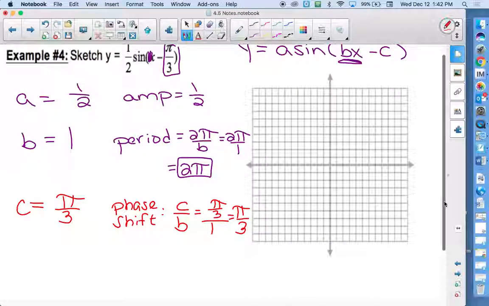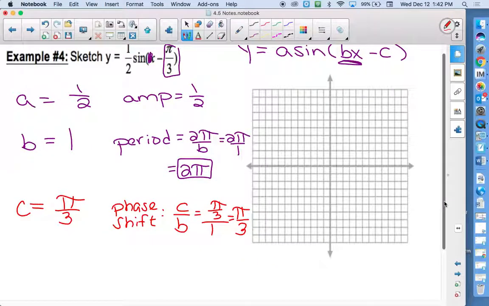All right, so we have A, amplitude, B was 1, found the period. C is pi over 3, so we have the phase shift. If this is positive, we're shifting right. If that number is negative, we're shifting left. So because it's a pi over 3, my graph is now shifting to the right, just like if it was x minus 3, our graph is shifting to the right.